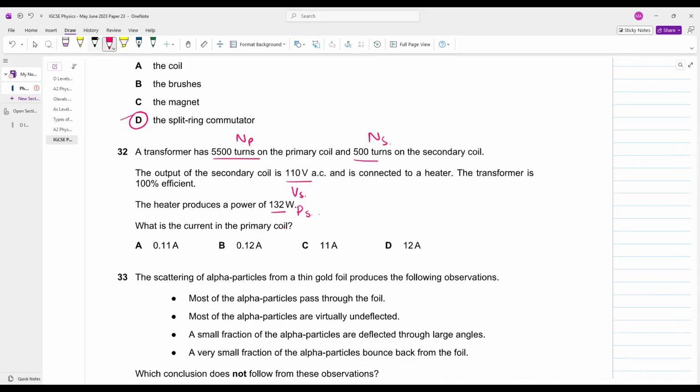First of all, can you realize you have the output voltage? Yes. You have the secondary power as well. हम एक काम कर सकते हैं. We can do one thing. First of all, let's apply the first formula of transformers. NP over NS is equals to VP over VS. What is the number of turns on the primary coil? 5500. 500 on the secondary. What is VP? We don't know. What is VS? 110. This becomes 1. This becomes 11. Primary voltage क्या आ जाता है? 11 into 110.